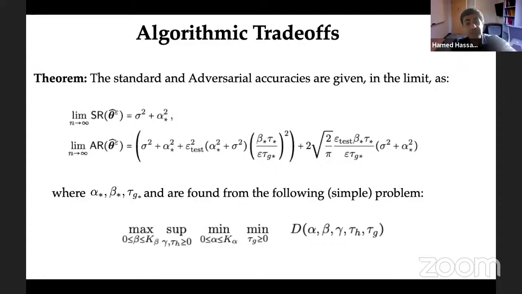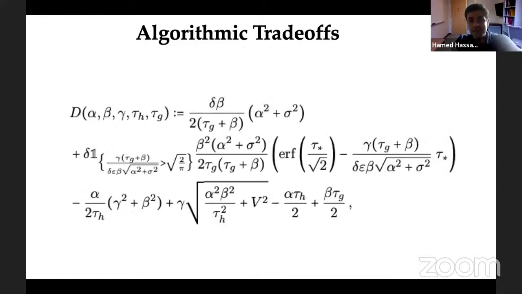And in the end, this would give us the exact value of adversarial risk and standard risk for the solution of robust ERM. So the theorem is here. There is this objective function that you need to solve the minimax problem over. As I said, it's a 5-dimensional objective function. It can be done numerically.